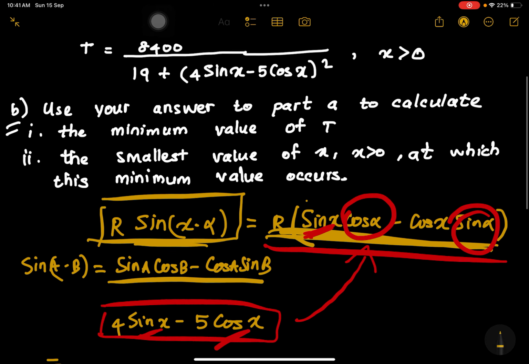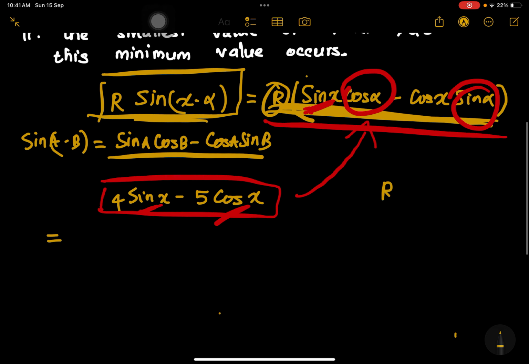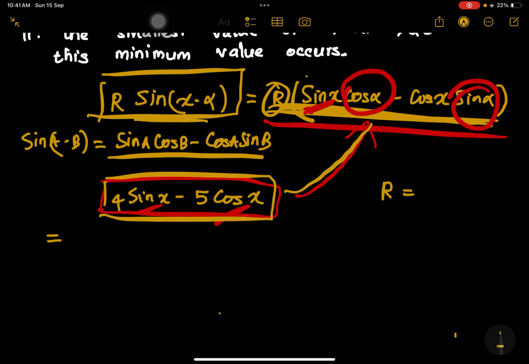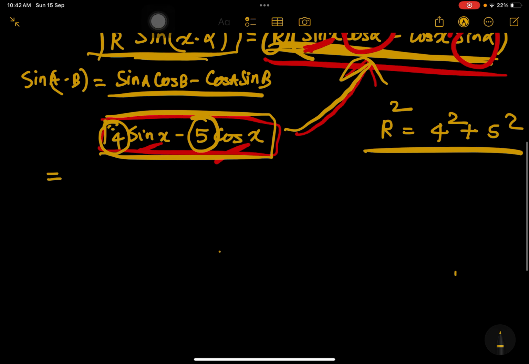Also, how do we find this r, the constant? There is a method to find r. If you have this format with sin x and cos x, you take the coefficients: r squared will be 4 squared plus 5 squared. This is the way you find the front constant that comes up in this expansion. So r is the root of 16 plus 25, which is root of 41.